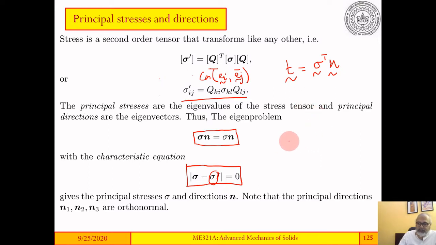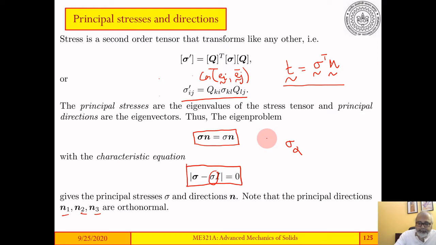Corresponding to the three eigenvalues, which we are going to denote by sigma alpha, there are three eigenvectors, orthonormal eigenvectors, n1, n2, and n3. These are orthonormal vectors, and it turns out that given the relation between traction and normal and the eigenvalues and eigenvectors, we have a very interesting relation between the vectors of the stress tensor and the traction. So we will explore that in a moment. The eigenvectors are also called principal directions, and the eigenvalues are called principal stresses.